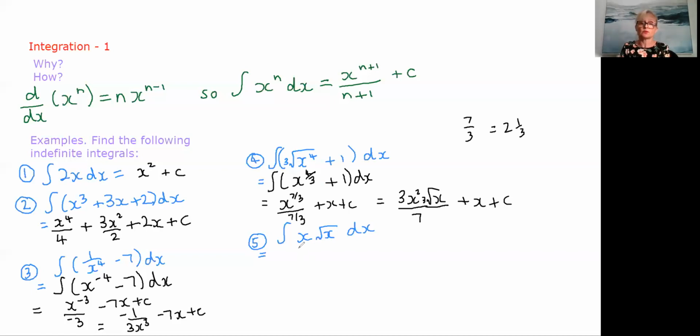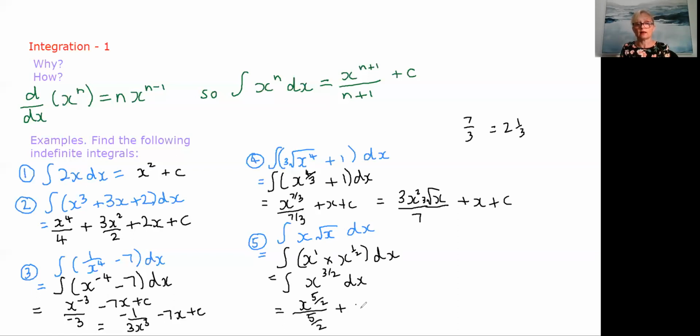Let's have a look at this next one here. x times root x is really x to the 1 times x to the half, isn't it? So this is the same as x to the 3 on 2. Again, we're going to increase the index by 1, so that'll be 5 on 2, and divide by our new index. Don't forget our constant.